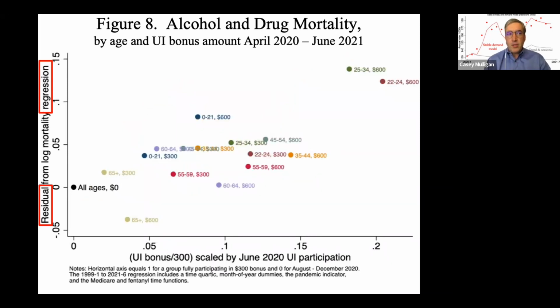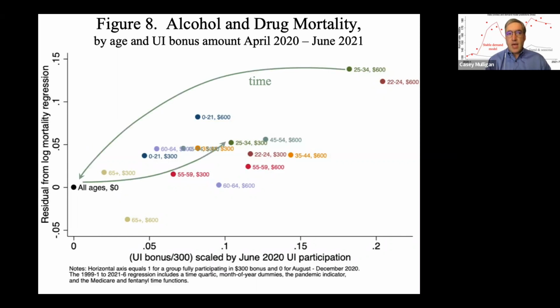This last part of the paper is a pure regression exercise. No calibration here. There's no use of theoretical restrictions. The mortality data, though, is separated by age group. And the regression residuals are normalized so that every age group is at the origin during the pandemic months with 0 bonus. And the dependent variable is the log of mortality from alcohol or drugs for those age groups and time periods.